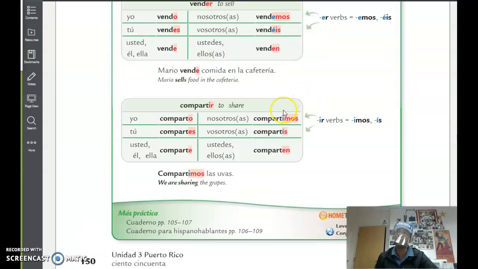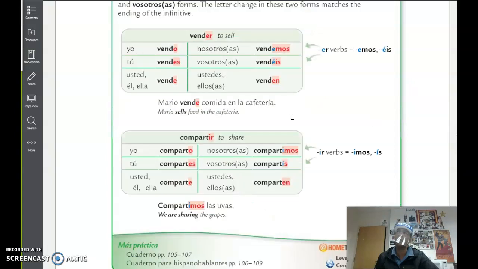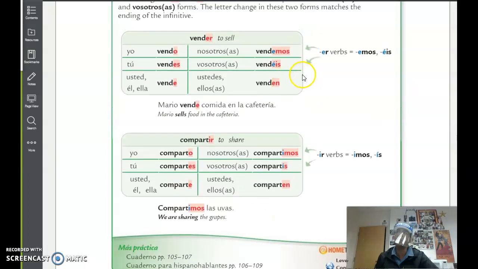If you look at nosotros of IR verbs and the nosotros of ER verbs, what do you see different? Well, in the nosotros, the ER verbs is emos. And for nosotros of IR verb is imos. Do you notice that? It matches the vowel of the verb. Only in the nosotros and the vosotros form.